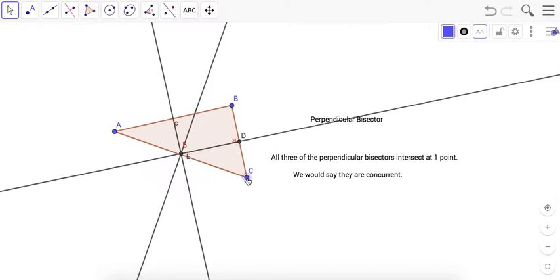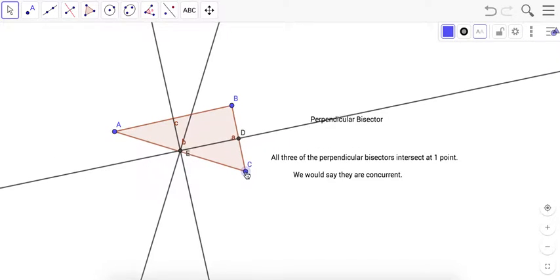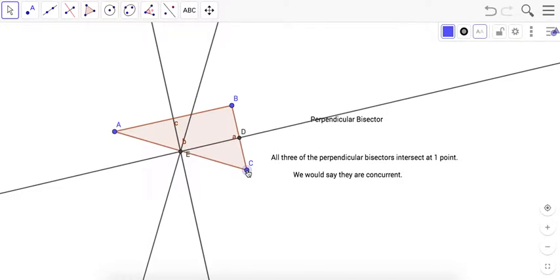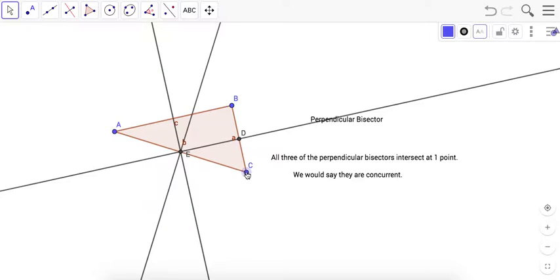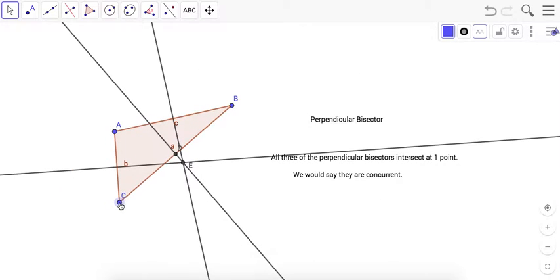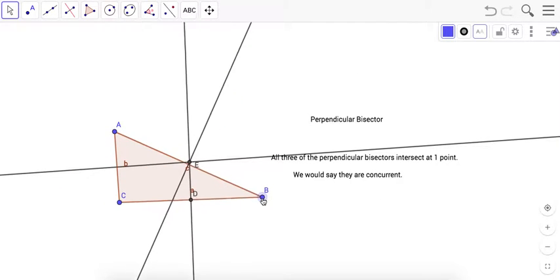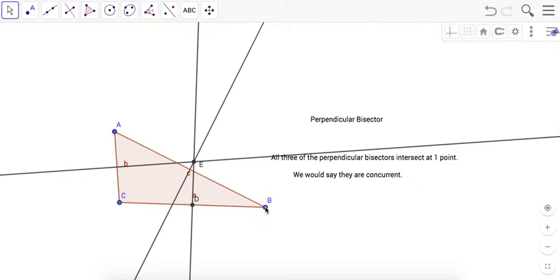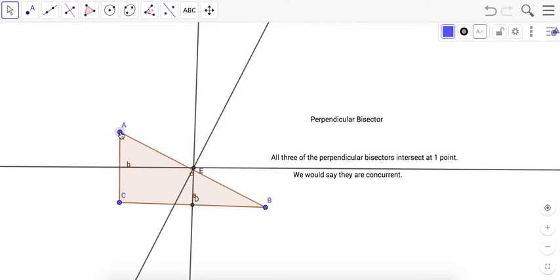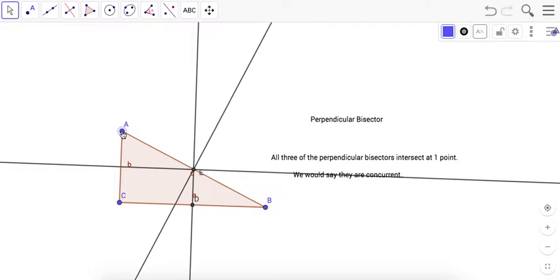And if I make it a right triangle, which makes life really neat, that point of concurrency actually is right on the triangle. If I make this a right angle, it might be easier to see if we put it over here. That point of concurrency is located there on the hypotenuse.